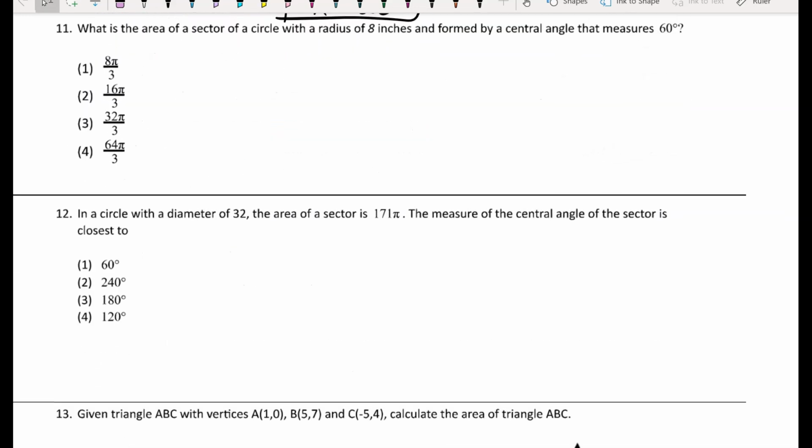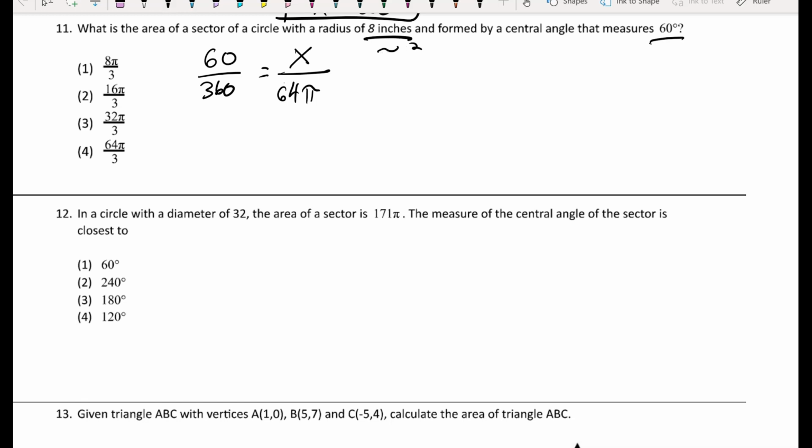Number 11. What is the area of a sector of a circle with a radius of 8 inches formed by a central angle that measures 60 degrees? Well, remember it's central angle over 360 equals the area of the sector over the full area of my circle, which remember is just pi r squared. In this case, it's pi times 8 squared, and 8 squared is 64.